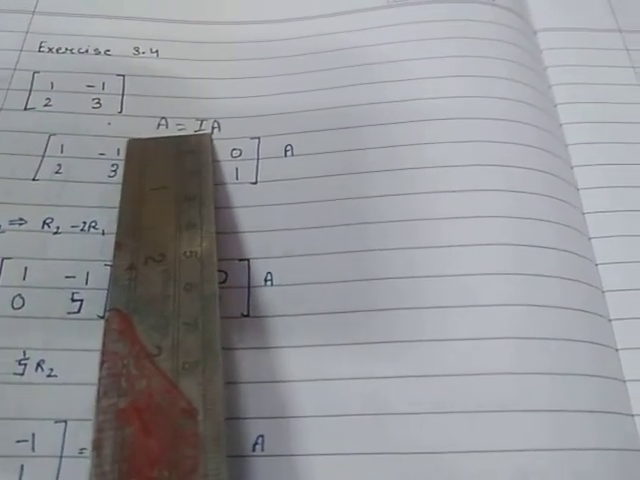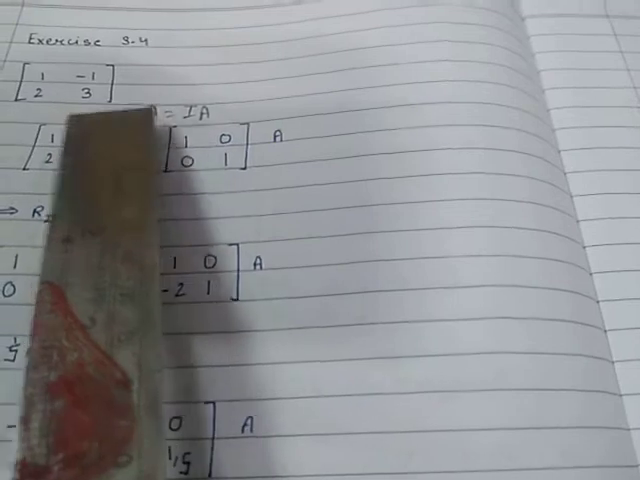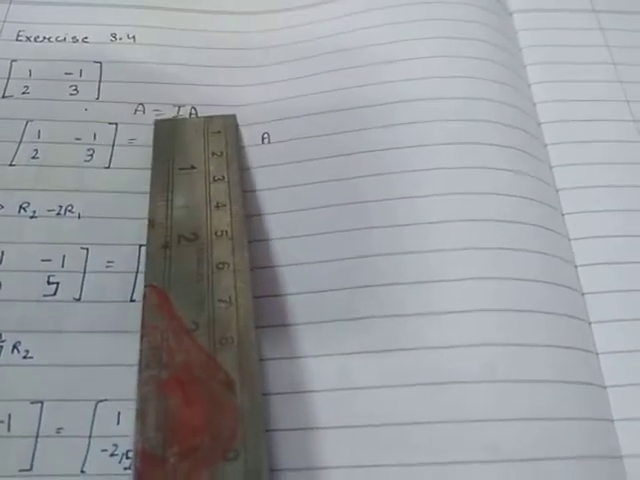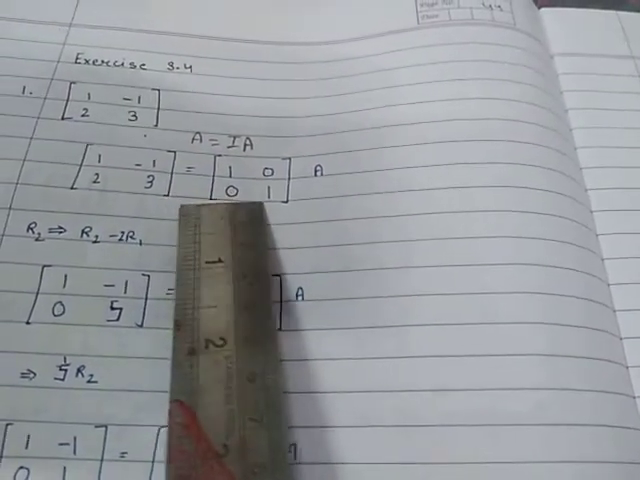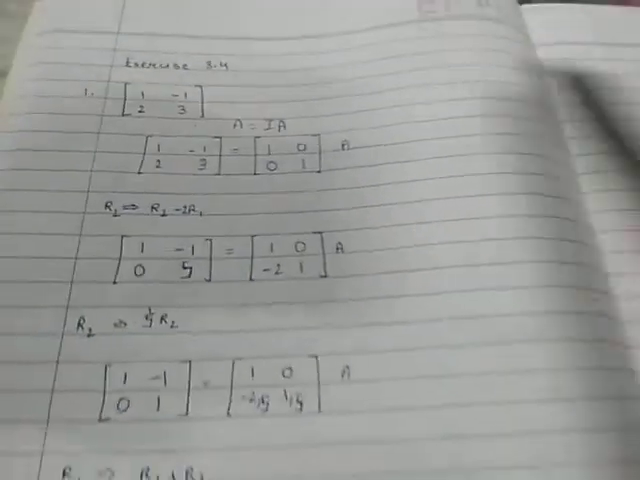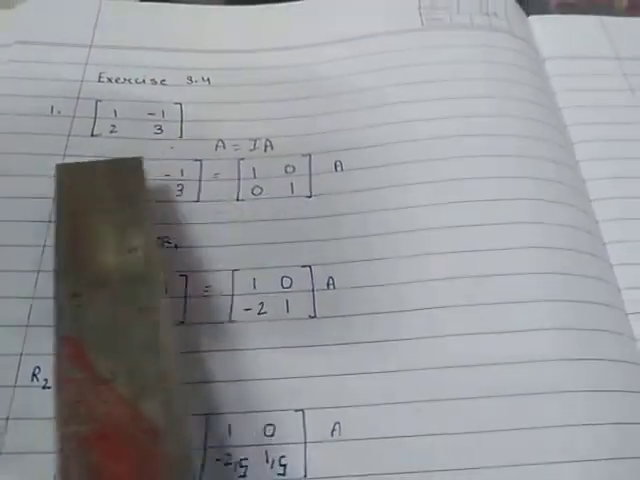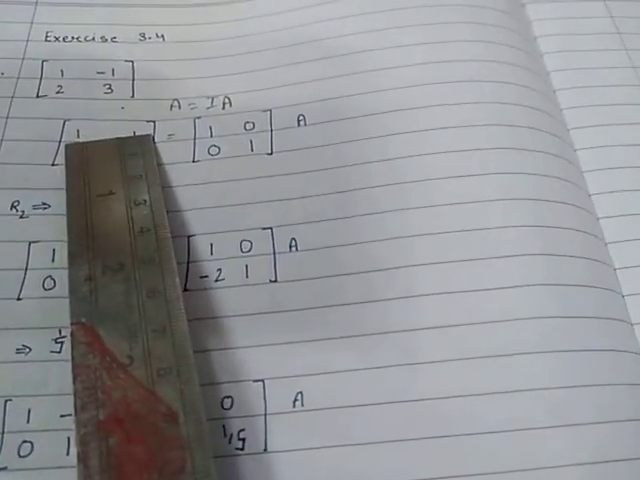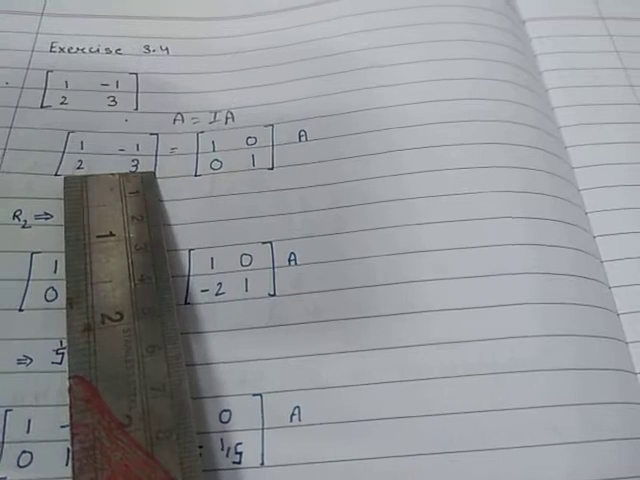The row operation means that definitely I should be placed in place of X. That means A is equal to IA. Now A is this one, I is [1 0; 0 1], and A is here. Now what we have to do is convert this matrix into identity. We have to convert every element into the identity, that means it should be [1 0; 0 1].